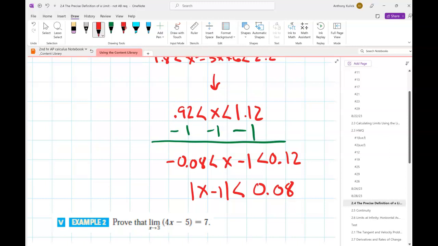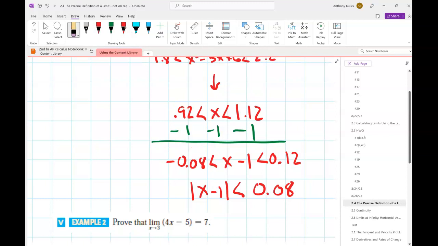0.08. Well, here's the thing. If you pick the bigger one, then there's values on the other side that don't work, right? If I go from 0.08 positive and negative here, yeah, I lose some values over here, but if I went from 0.12, I'd pick up things over here that I shouldn't have, that don't work.